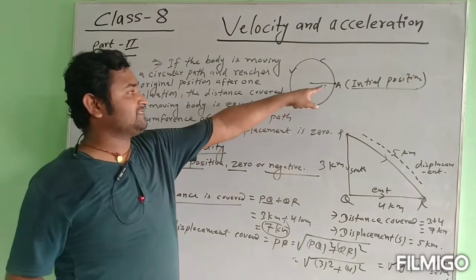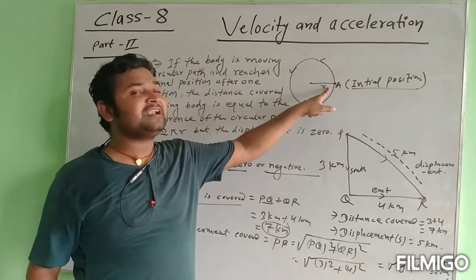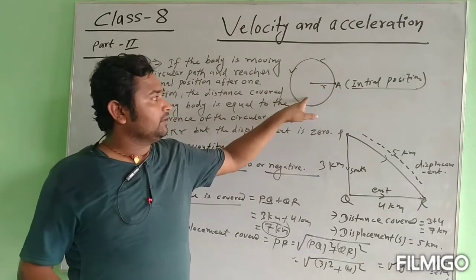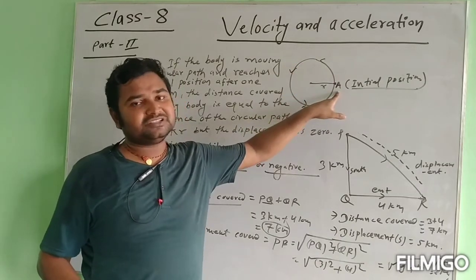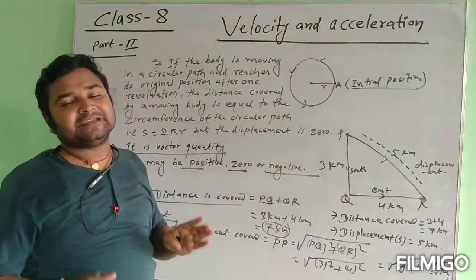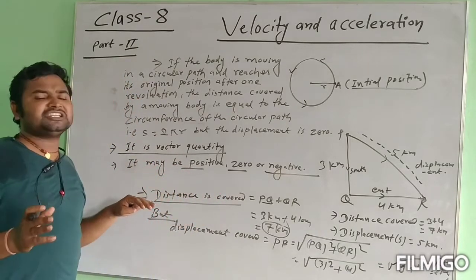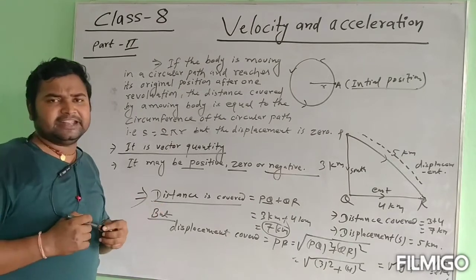0. Here we have seen in this figure what the distance covered is, but the displacement is 0. In a circular path, our body moves one rotation from the initial position and once again reaches the same final position. So its displacement is 0. So it may be positive, negative, or 0. Okay. Now next.